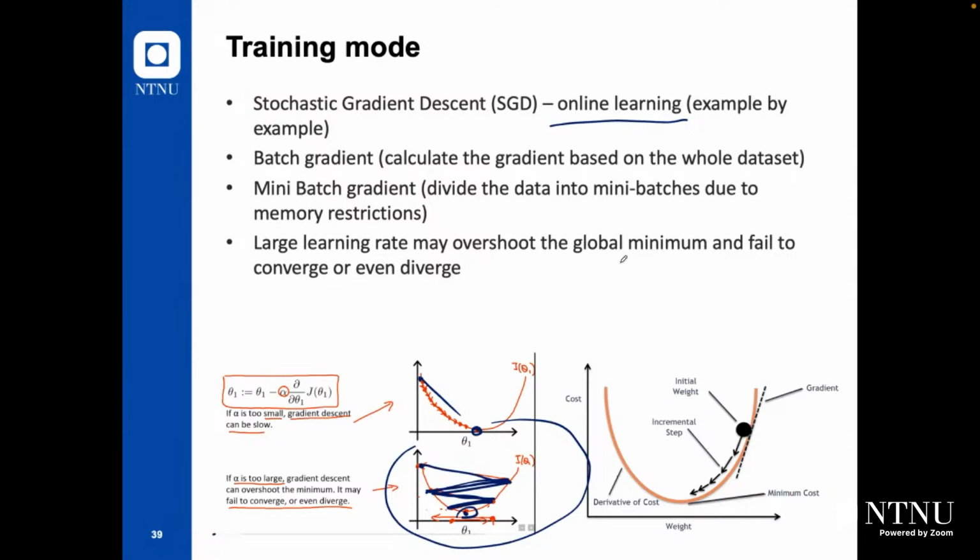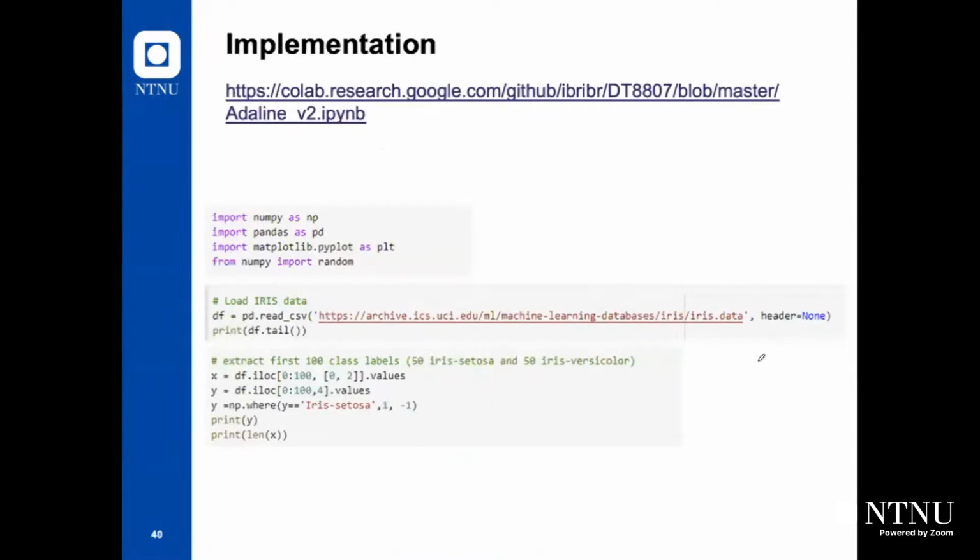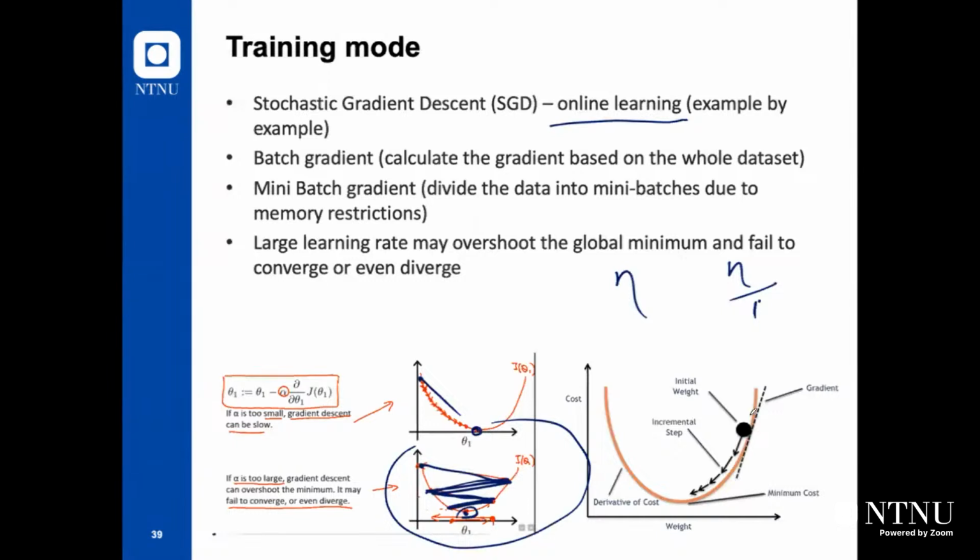Instead of using eta, for example, you can use eta divided by I, where I is the iteration number. When I equals 1, it will use eta. When I equals 10, it will be eta divided by 10. So in this case, it will reduce the learning rate with time. We start with very high speed, and we lower the speed when we are close to the minimum optimum point.